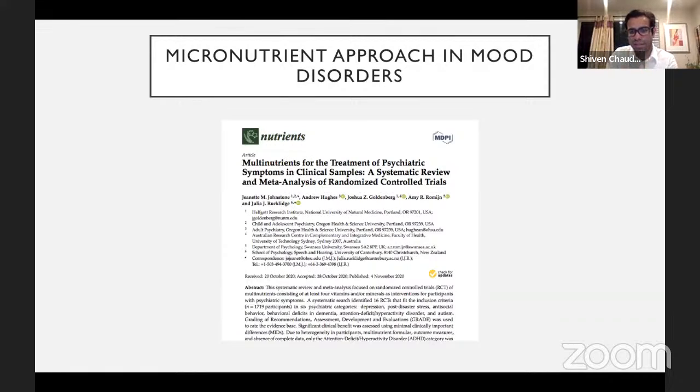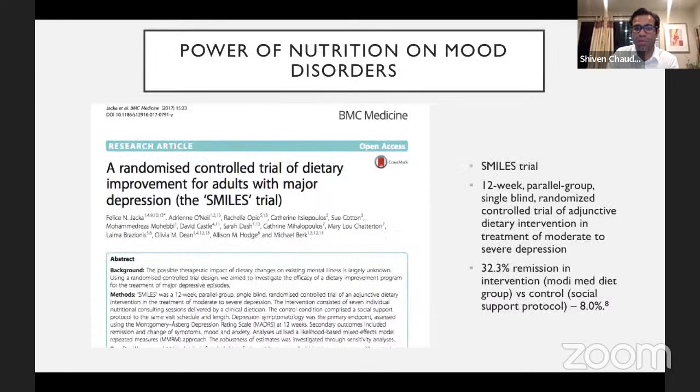This study actually finds that there's a role for micronutrients in things like ADHD. And I'm sure you guys know how prevalent ADHD is, and how many patients that get diagnosed actually get put on pharmaceuticals that are not necessarily safe. This is, again, a very amazing study.